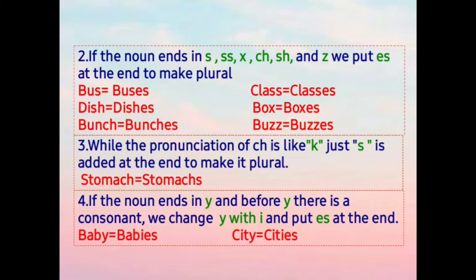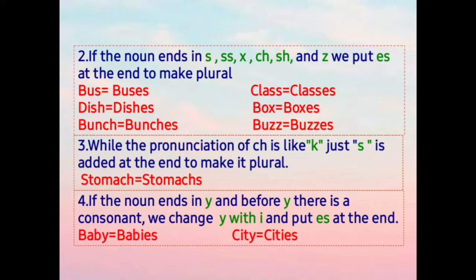The rule number 3 is, while the pronunciation of ch is like k, just s is added at the end of the noun to make it plural like stomach. It ends at ch but it produces the sound of k. So we only put s to make it plural, so it will be stomachs.